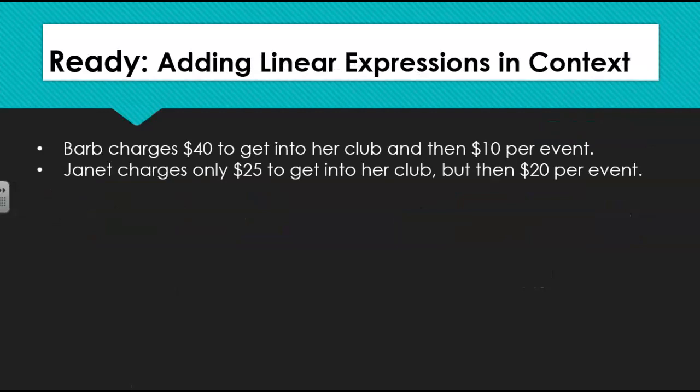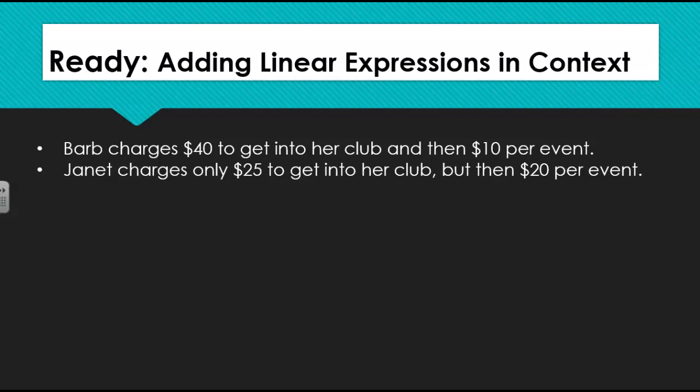Here's another example in the Ready section. This one is a word problem. Barb is charging $40 to get into her club. That is a flat fee. And then for each event that an individual wants to attend within the club, she's going to charge $10. Janet is charging a flat fee of $25 just to get into her club, and then she's going to charge $20 for each event that an individual wants to attend once inside that club.